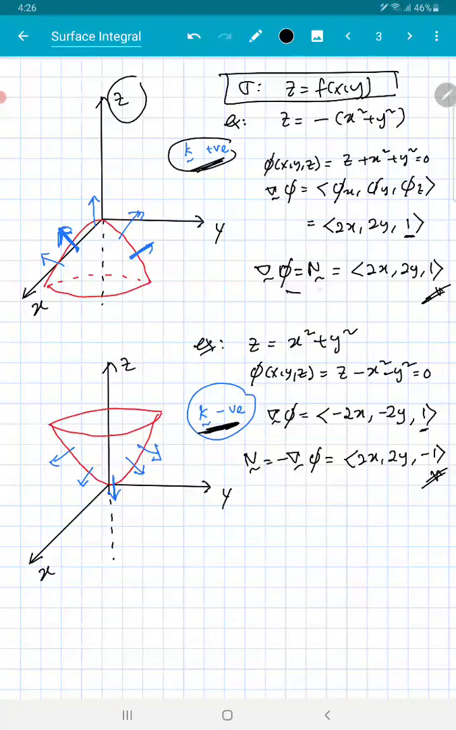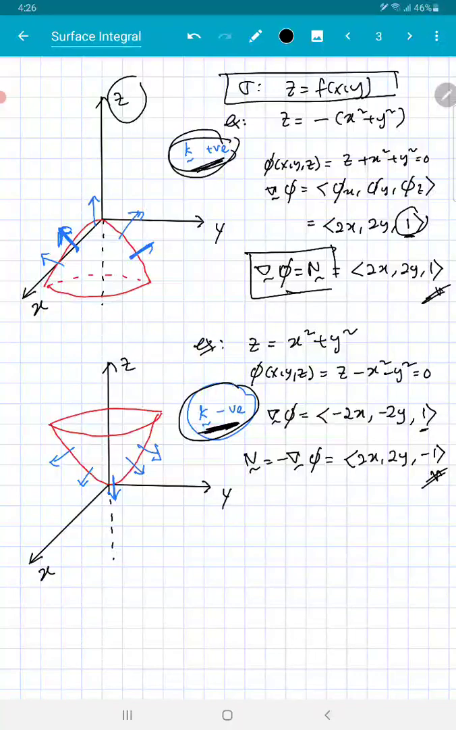So in our case here, we want k to be positive. It is already positive, so your normal vector is del phi. In the second example, we want our k component, z component, to be negative. When we check here, the z component is positive. We want it to be negative, so normal vector is negative del phi. Okay, so that is case number 1.